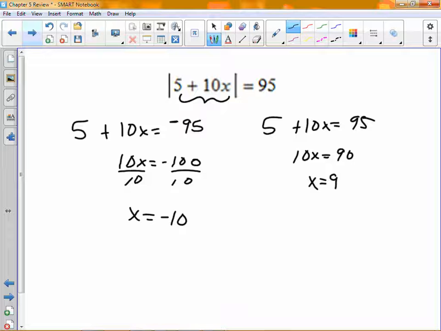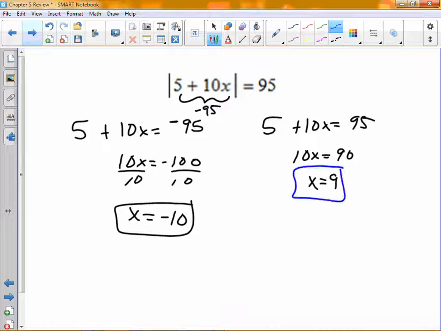Here's what gives me -95. x equals -10 gives me -95. But then what's the absolute value of -95? 95. Over here, x equals 9. When I plug a 9 right there, I get 90 plus 5. That gives me positive 95. So this positive 95 has an absolute value of 95 also. And so there are 2 solutions to this problem. Positive 9, and -10.